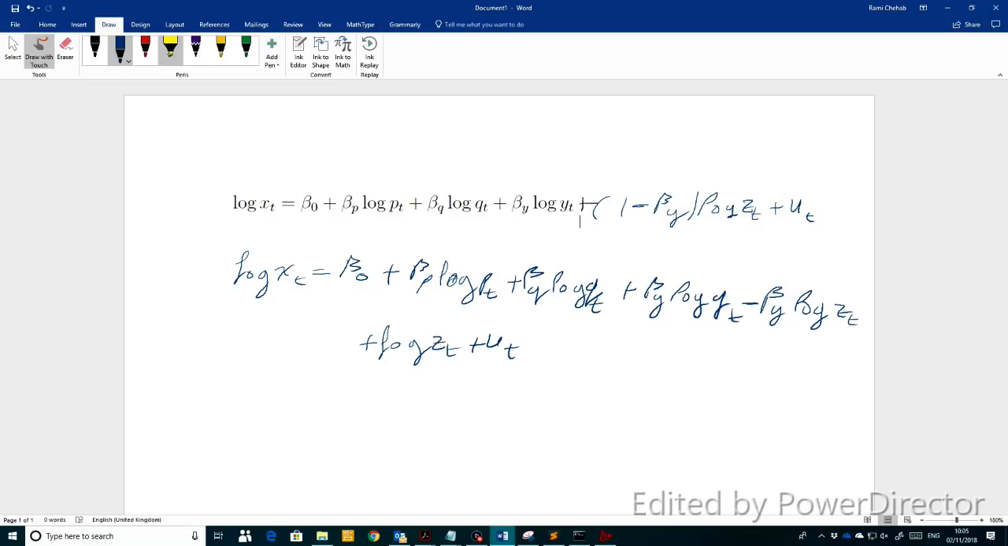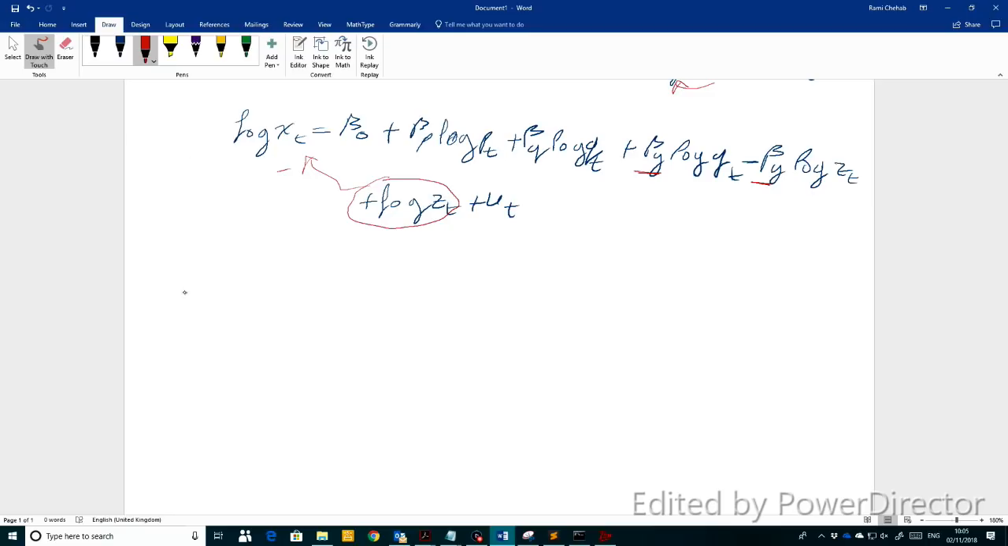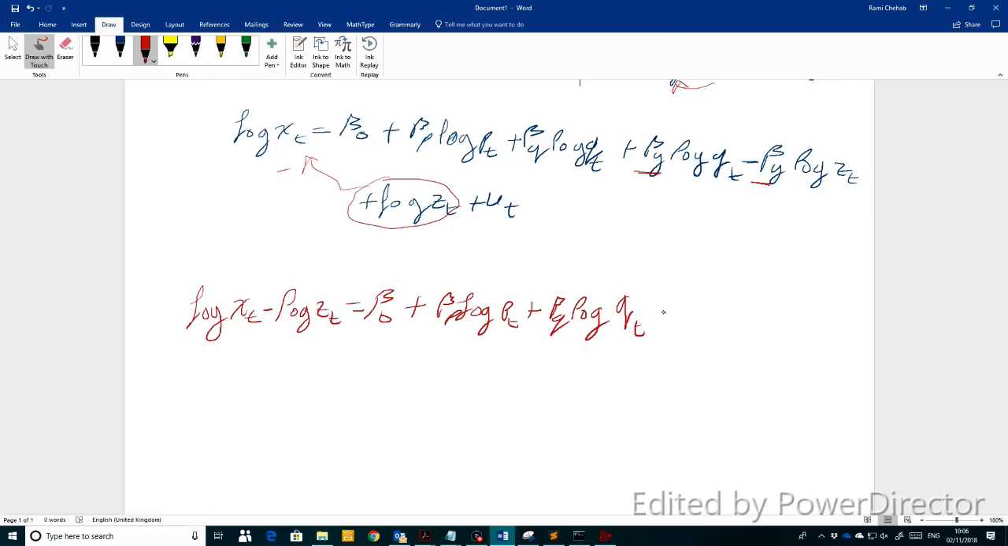I just simplified: I multiplied both sides and wrote them over here. You can see that here we have beta y common. And the other thing is that I have a plus log zt, and I want to take it to the other side of the equality, so it becomes minus. So let's write this down. We have log of xt minus log of zt is equal to beta naught plus beta p log pt plus beta q log qt plus beta y of log yt minus log zt, and of course plus ut.